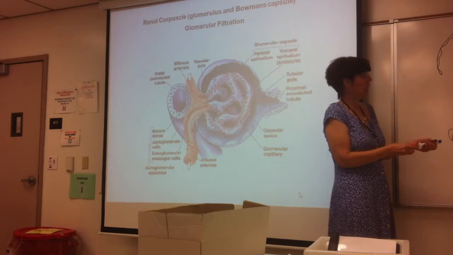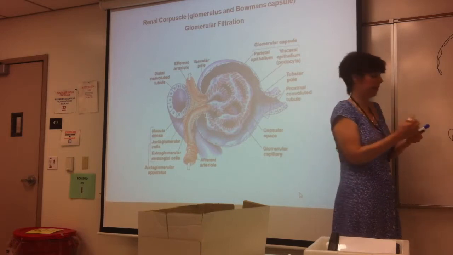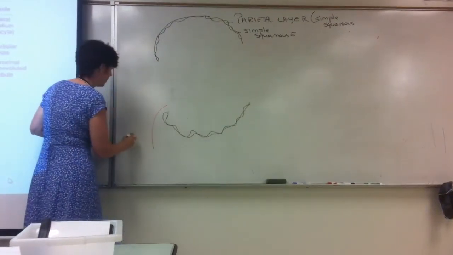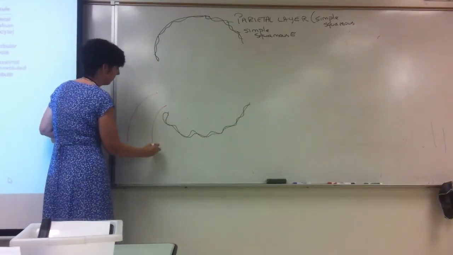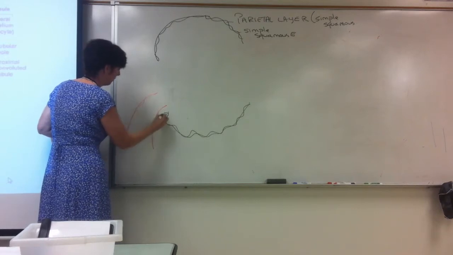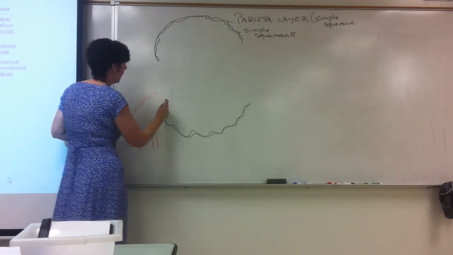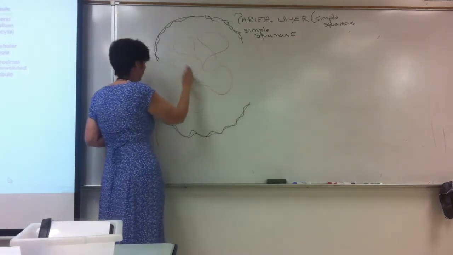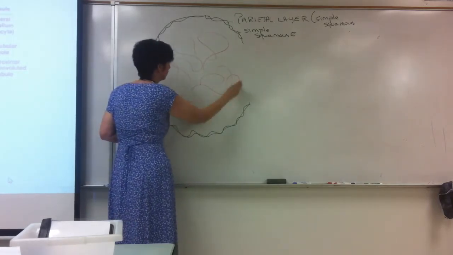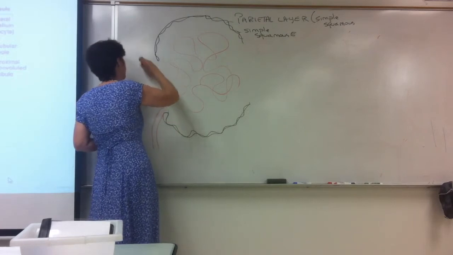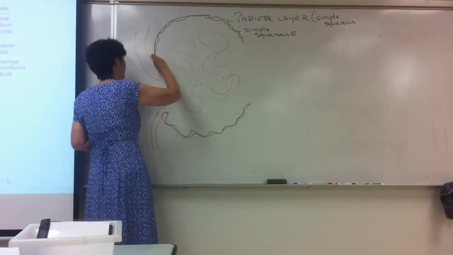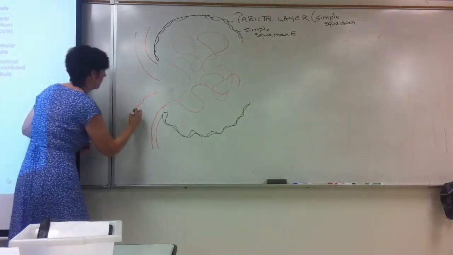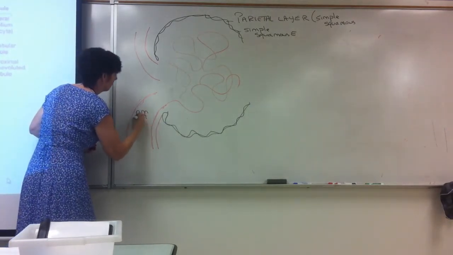And then coming into that capsule, remember we have our afferent arteriole. And it forms a ball of capillaries. And then leaves as a more narrow efferent arteriole.